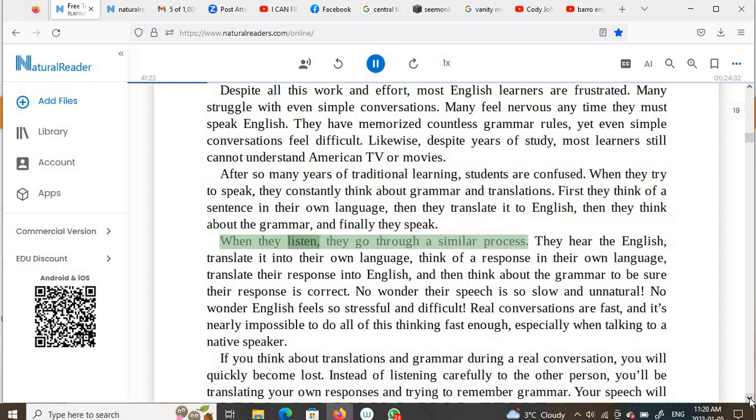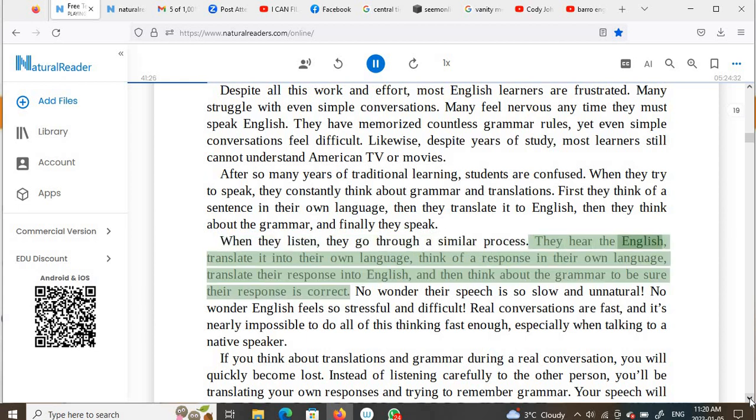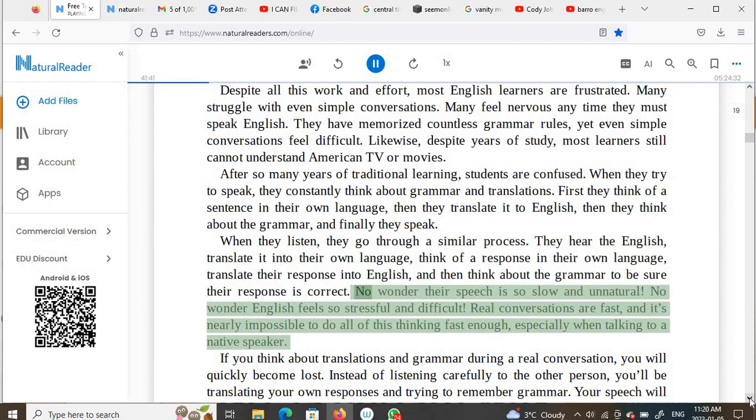When they listen, they go through a similar process. They hear the English, translate it into their own language, think of a response in their own language, translate their response into English, and then think about the grammar to be sure their response is correct. No wonder their speech is so slow and unnatural. No wonder English feels so stressful and difficult.